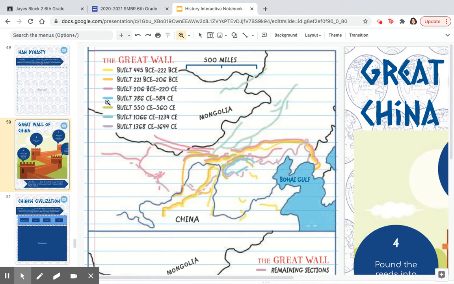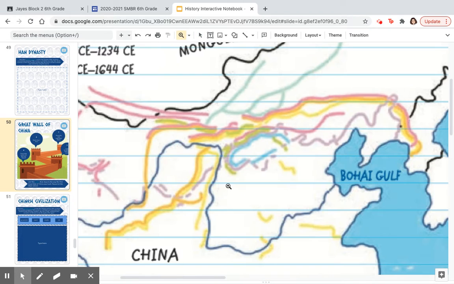Now, looking at this map, you're going to notice it was built before the Qin Dynasty. This is where that light yellow is going to be. I'll zoom in a little bit more. You can see the yellow. It's pretty expansive, but there's a lot of broken sections.